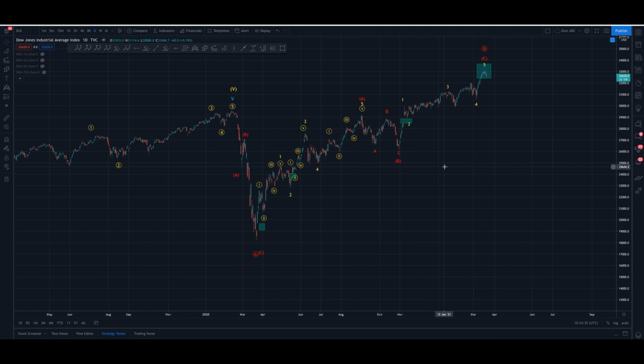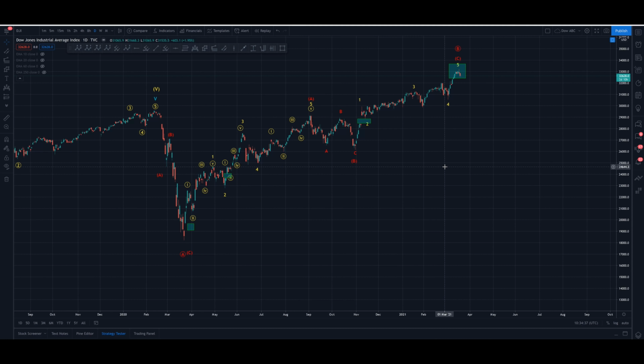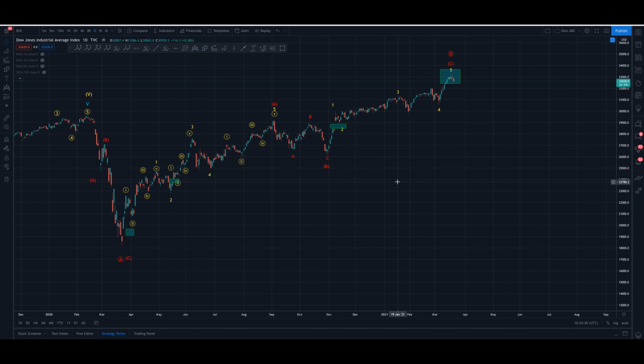Right, so that concludes the new count I presented here on the Dow. Like I said, it's still a formative idea. I just measured everything first, found those confluent levels of fib retracements and extensions to be very compelling, and then worked on the idea that this is just a zigzag into a wave B.